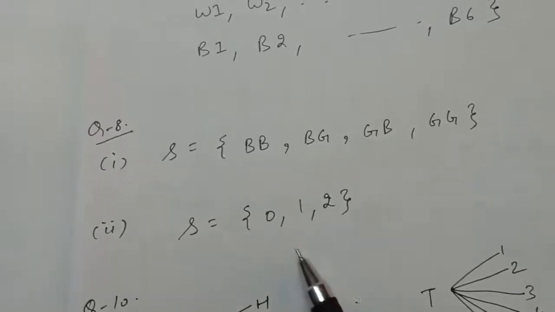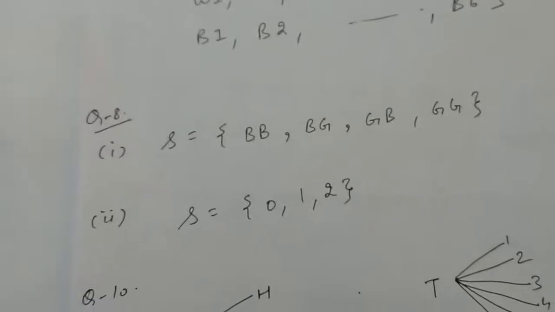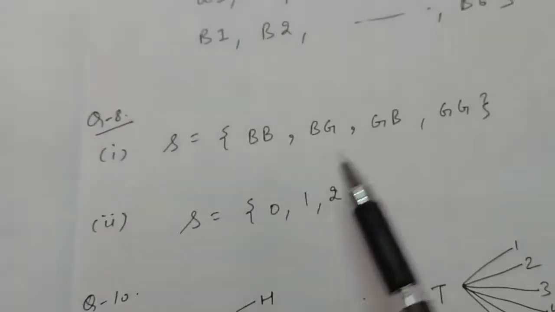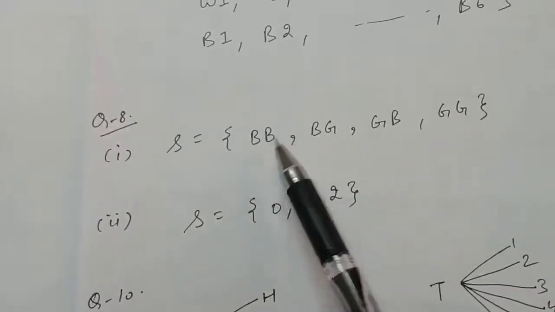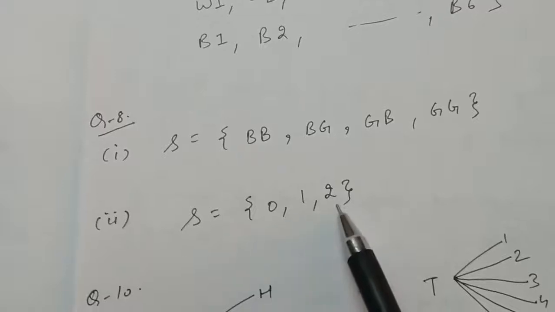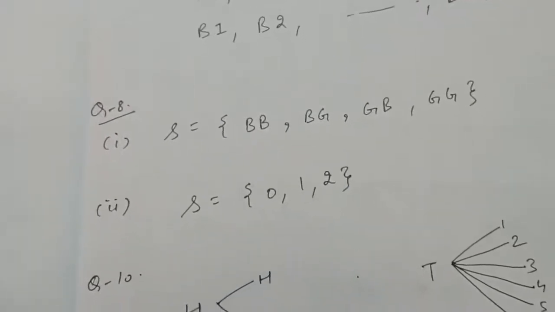Now the second part is you have to tell the number of girls in the family. So in the family there are 2 children. If both are boys, then no girl. There can also be 1 girl or 2 girls, right? So the sample space will include these 3 numbers.